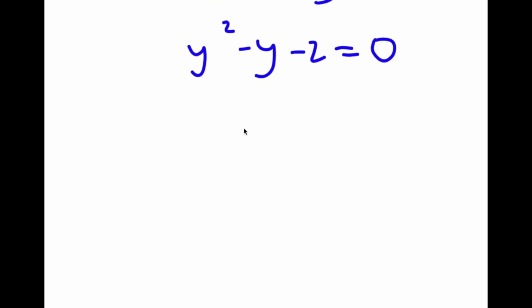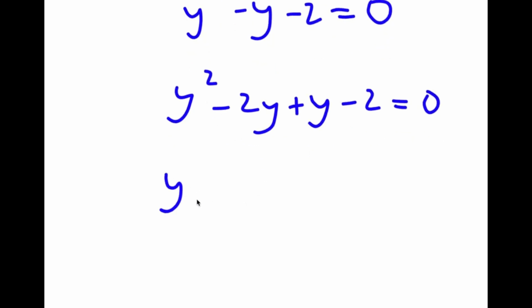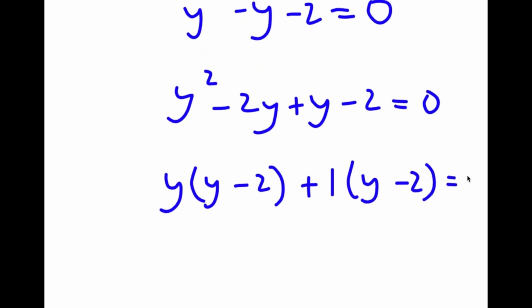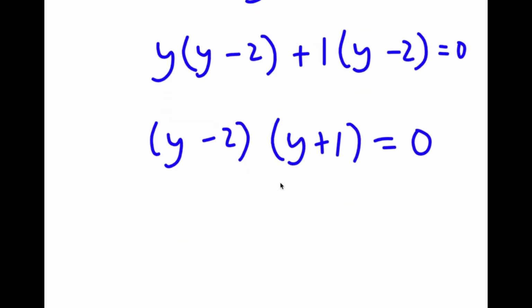Now to solve this, I'm actually going to factor this out. So y squared minus y minus 2, this is the same thing as y squared minus 2y plus y minus 2, because negative 2y plus y is negative y. And now if I factor out y, I get y times y minus 2 plus 1 times y minus 2 is equal to 0. Now if I factor out y minus 2, I have y minus 2 times y plus 1 is equal to 0. So meaning y is equal to either 2 or negative 1.